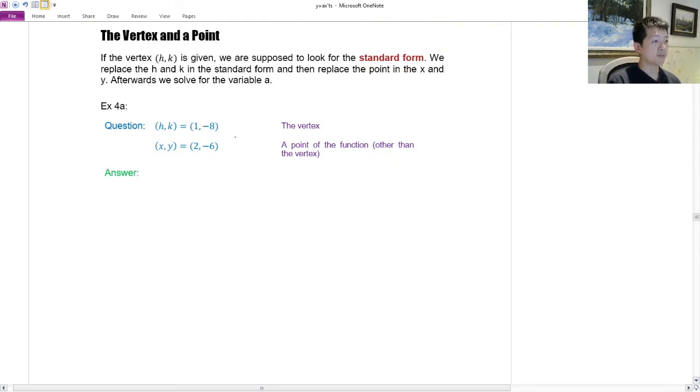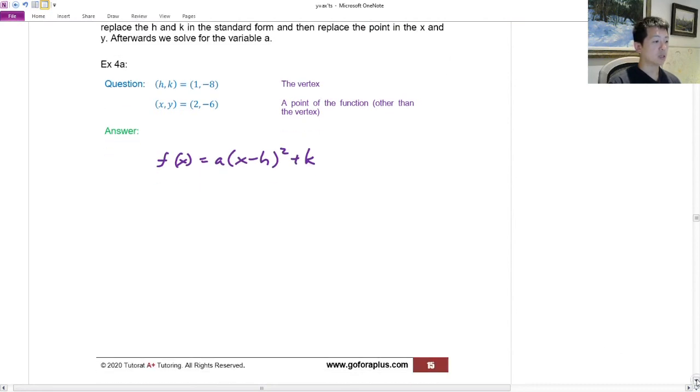So we have h and k, the vertex, and a point. The equation is f of x equals a times x minus h squared plus k. What we have here now, I would just make it into y equals a times x minus 1 squared minus 8. So I replace my h and k. Okay. How about the point? I'll just now plug in the point. Minus 6 equals a times 2 minus 1 squared minus 8. And I just need to calculate.